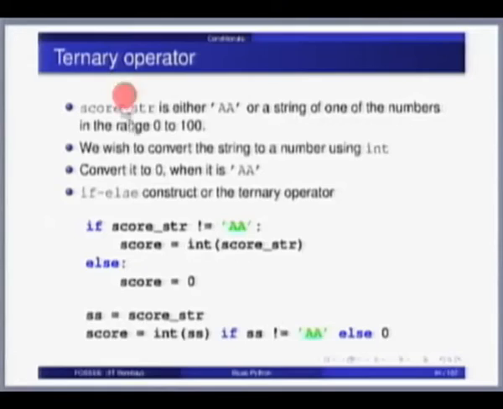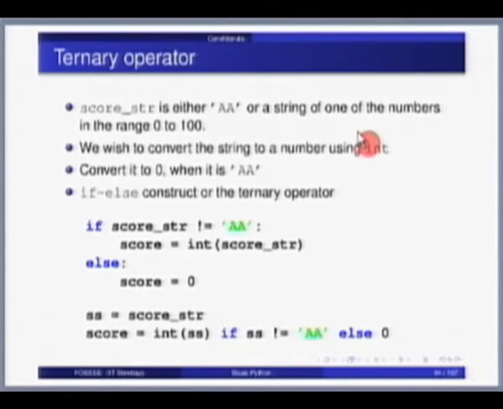Now very often you want to do an assignment very conveniently, but without having to write a 3-line if or a 4-line if condition. So for example, let us look at this simple example. There is a variable called score_str, okay, that is either a string of AA indicating absent for a student, or a string of the numbers in the range 0 to 100, some mark. Okay, it is the score of that student in that paper. We wish to convert the string to a number using int.